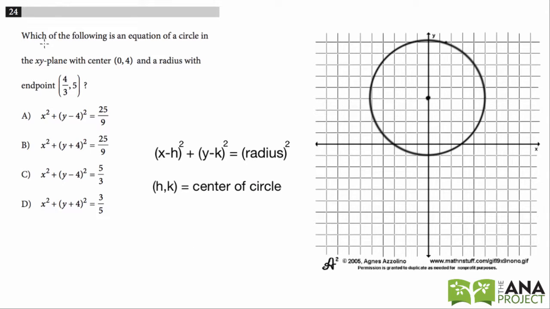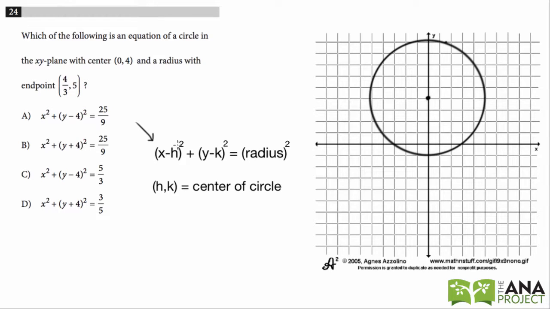Which of the following is an equation of a circle in the xy plane with center (0, 4) and a radius with endpoint (4/3, 5)? So in order to do this problem, we need to know the equation of a circle, which I've written down here. If you don't know this equation, this is a good one to memorize.